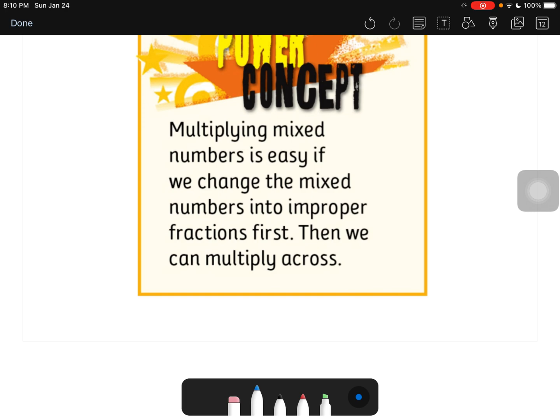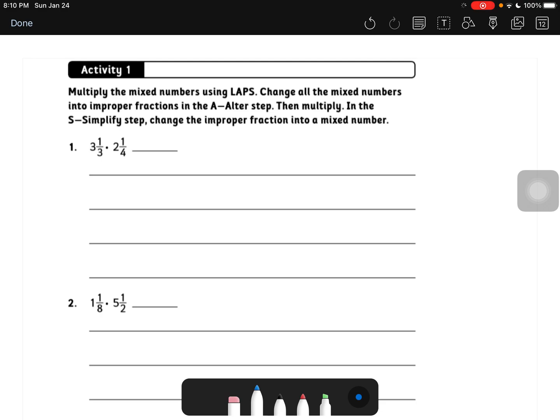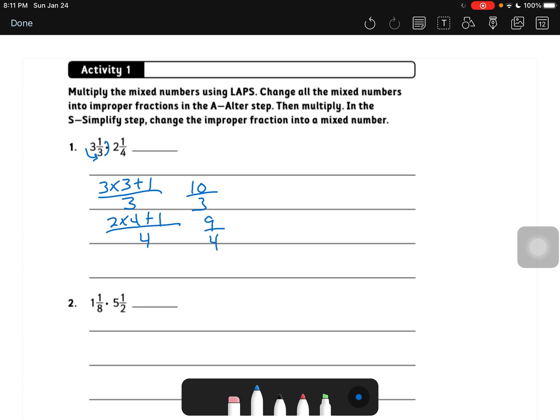So multiplying mixed numbers is easy if we change the mixed numbers into improper fractions first, then we can multiply across. Okay, so they're going to give us some that aren't quite as large here. So let's change them into improper fractions. 3 times 3 plus 1 over 3. And that would be 9 plus 1 is 10 over 3. And then we'd have 2 times 4 plus 1 over 4. 8 plus 1 is 9 over 4. So then we're going to take 10 over 3 times 9 over 4. So then I get 90 over 12.